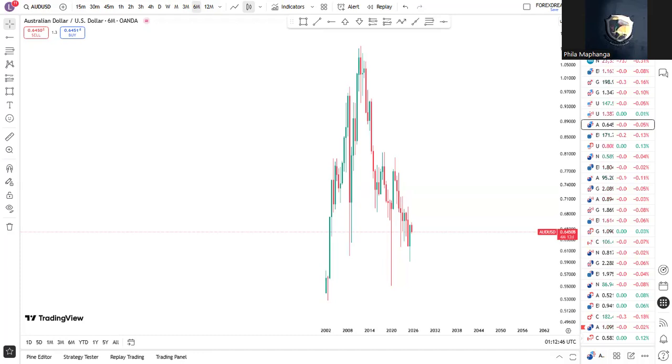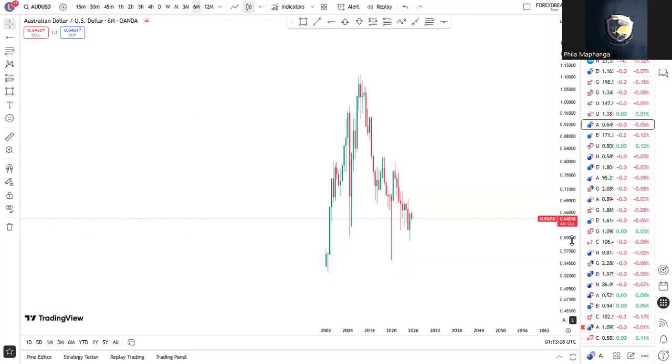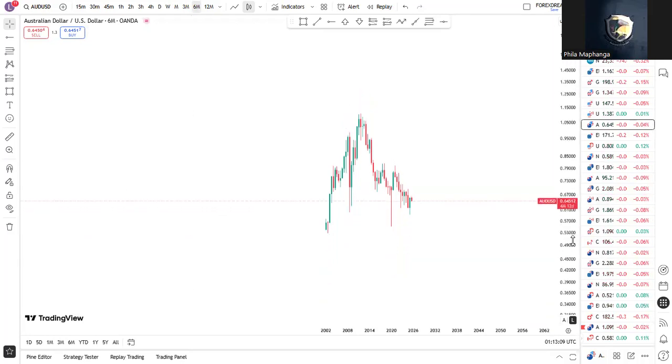So today we're going to talk about Australian dollar versus the US dollar. We'll be looking for opportunities based on what the market has presented to us. So looking at the chart on 6 months time frame, remember I said whatever we do in the market, we have to start from higher time frame and check what is happening. This is 6 months chart, guys.